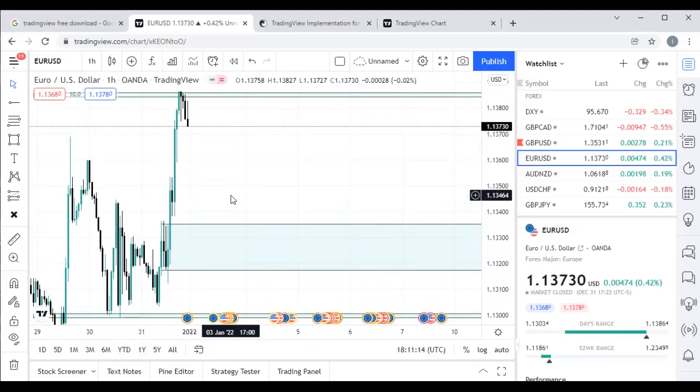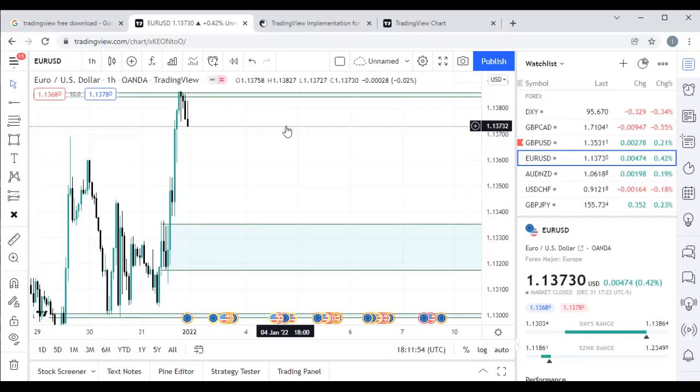So this is basically how to identify your direction in the market. First of all, you want to see your structure from the higher time frame. Once you've identified your structure on your higher time frame, you now want to identify your demand or your supply zone, right? Your demand zone or your supply zone.